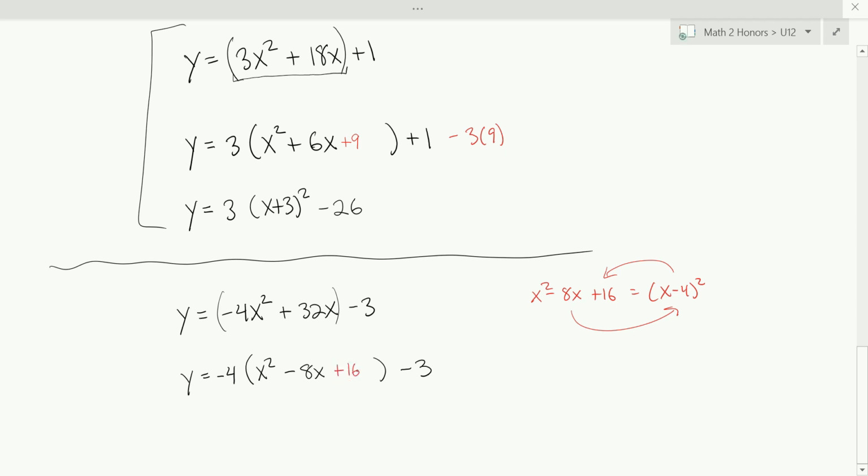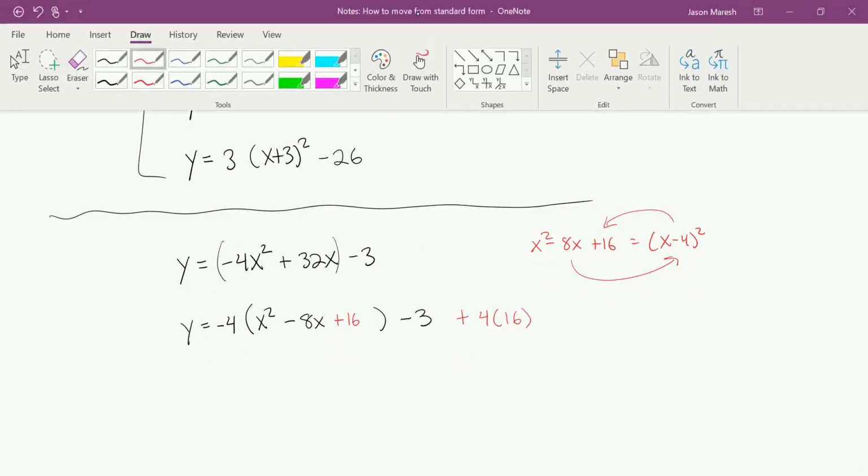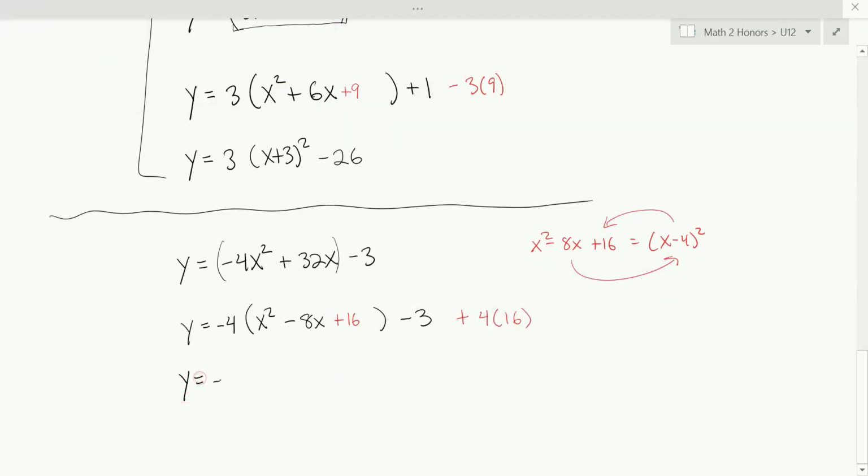That wasn't there in the first place, so I need to balance my equation by doing what? Minus 4 times 16 would not balance it out, right? Because this is minus 4 times 16, I'm going to do another minus 4. I have to put a plus 64. Okay. Once you're there, you're almost done. One more step. Negative 3 plus 64 is positive 61. And now I have my vertex form.